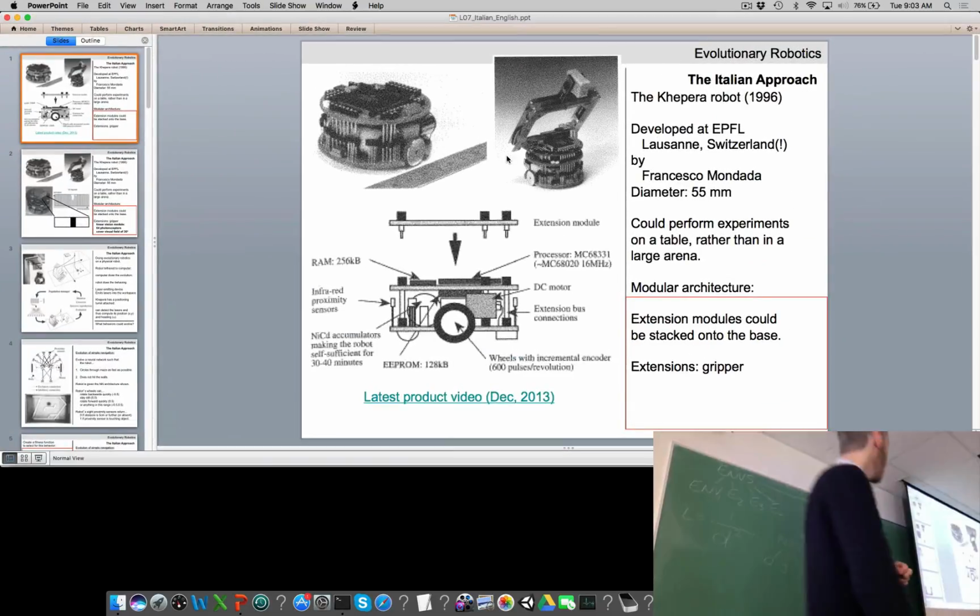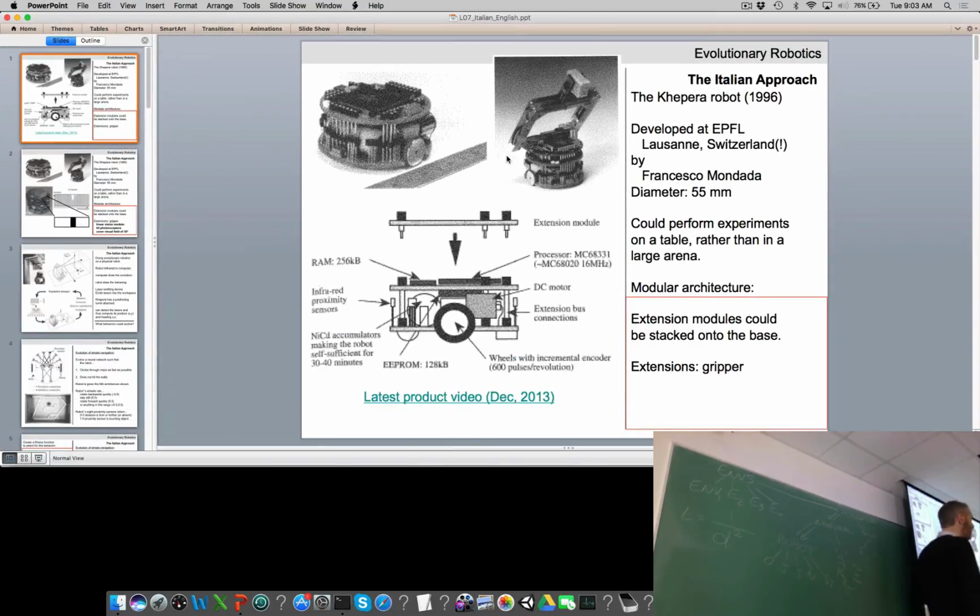We're going to talk about the Italian approach and the English approach. The two experiments were carried out by Italian and English researchers. Just to make things a little bit more confusing, the Italian researchers were in Switzerland, but there you go. Okay, so this was one of the state-of-the-art robots back in 1996.